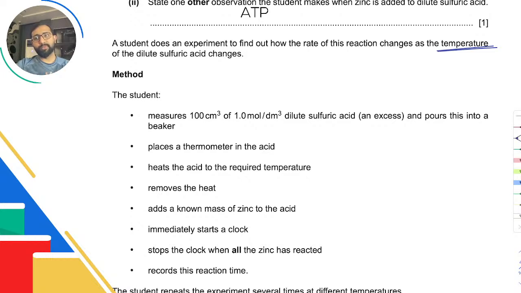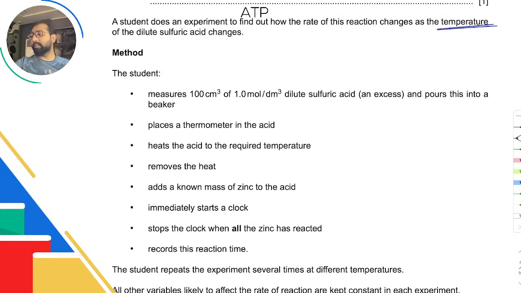If there are any, focus on those too, I'm sure you'll do very well. Okay, so a student does an experiment. He has done the experiment, and we look at the steps of the experiment, and as we look at the steps we will find something important in them. It's important to read them. Usually students ignore this, but let's read it.